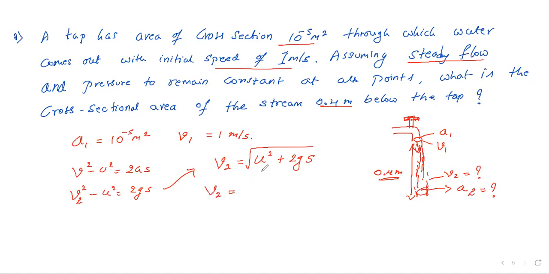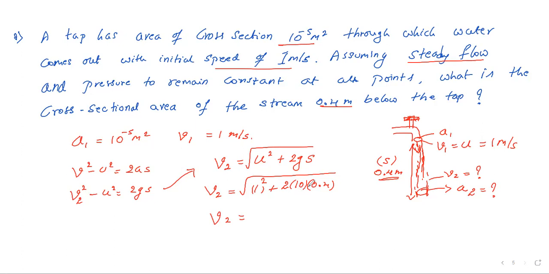Then V2 is equal to, so U square is nothing but the initial speed. This V1 itself is the U, that is 1 meter per second. So this is 1 square plus 2 into G, acceleration due to gravity, which roughly I will take as 10. And S is the distance given, 0.4 meter below. So that is 0.4. Under the square root, 1 square is 1 only.